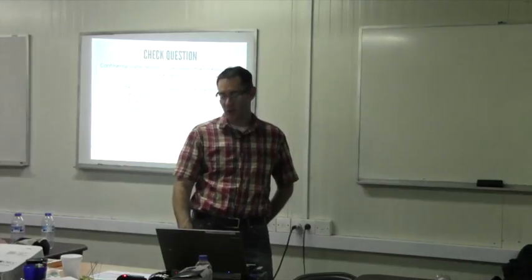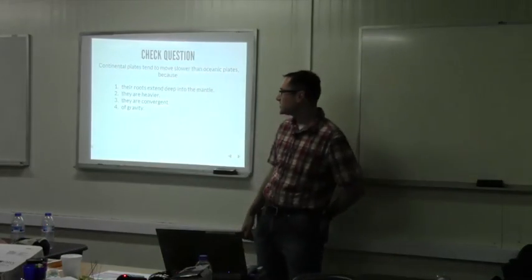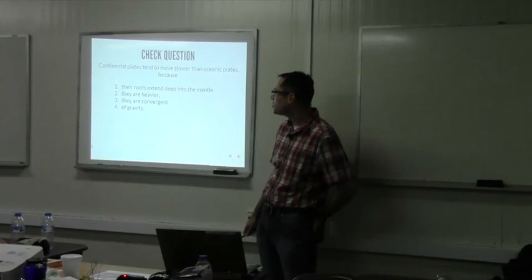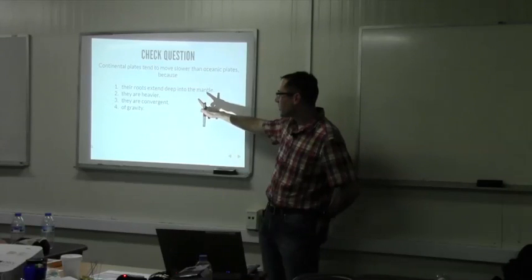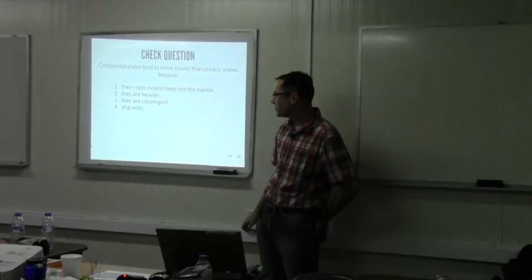Oceanic plates move pretty fast. Continental plates, kind of slow. Okay? Let's see. Check question. Continental plates move slower than oceanic plates because roots extend deeper, they're heavier, they're convergent, or because of gravity?